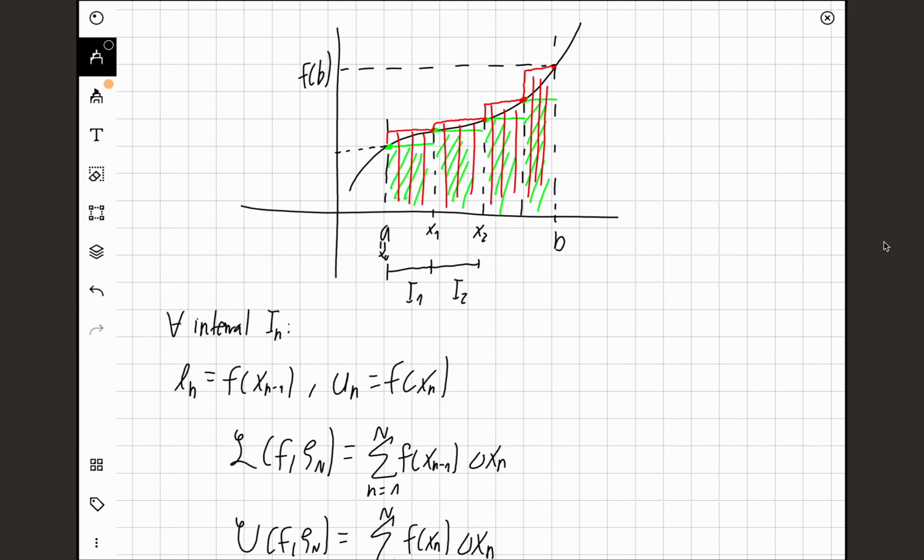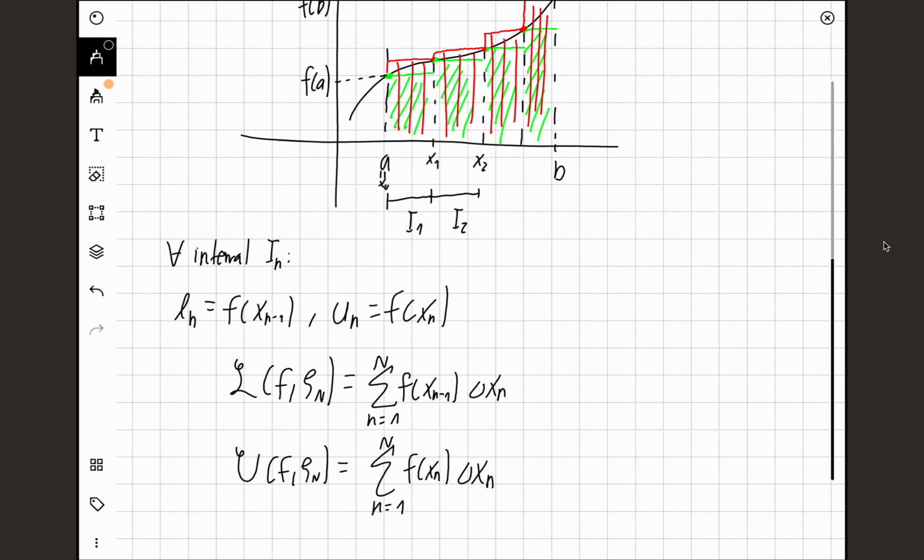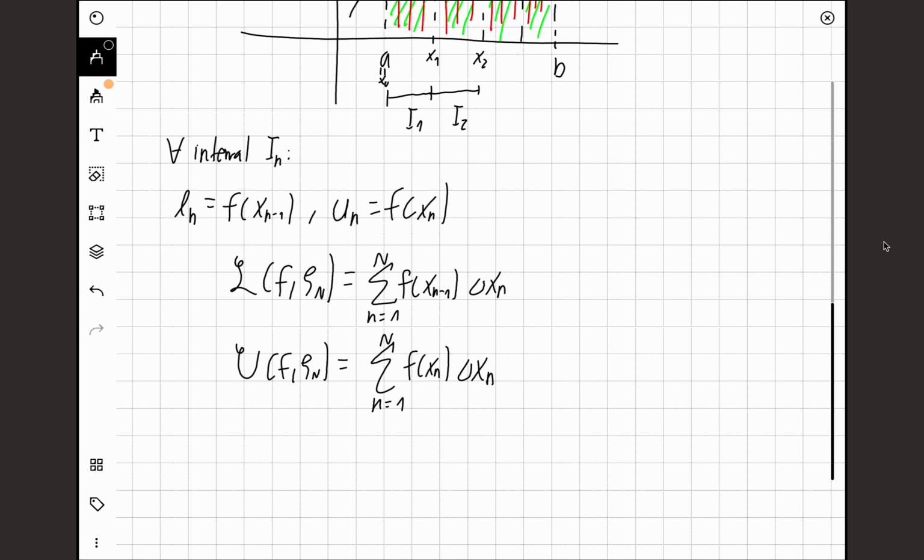This is going to become cool in a second. That's why I'm doing it. But basically, if I now subtract the lower bound and the upper bound, the upper bound is always bigger than the lower bound. That has to be true. So I'll subtract the upper bound minus the lower bound of f and our partition.